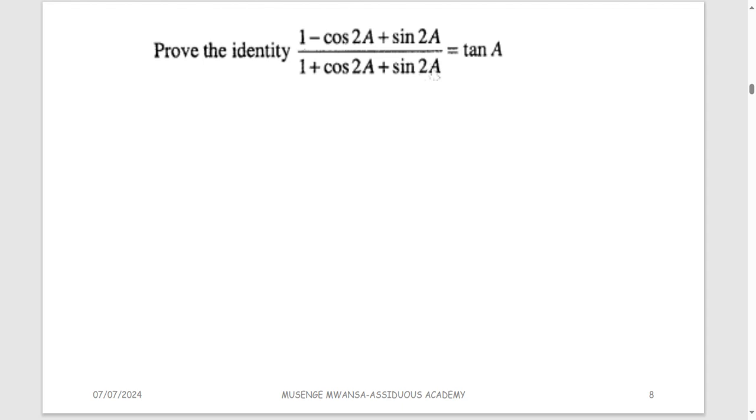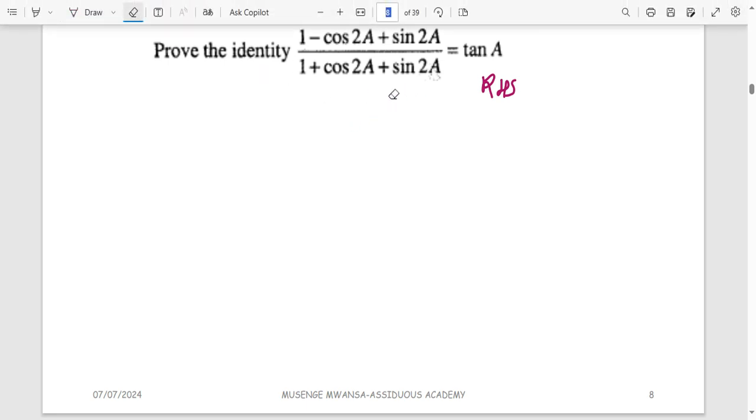You will be surprised to find these questions. Prove the identity (1 minus cos 2A plus sin 2A) over (1 plus cos 2A plus sin 2A) is equal to tan A. So this is the right hand side. This is the left hand side. When you're proving identities, you want to start with the side that is more complicated to go to the side that is more simple.